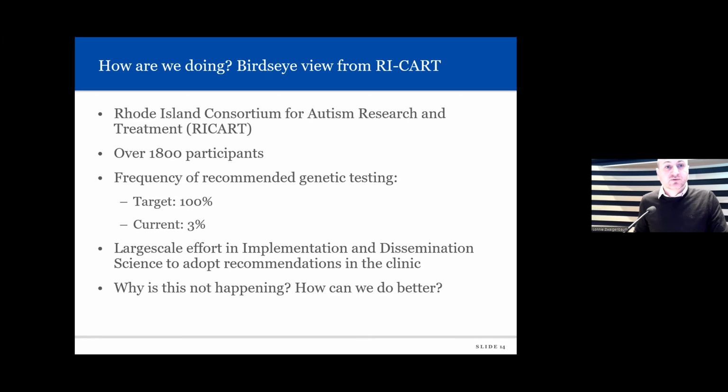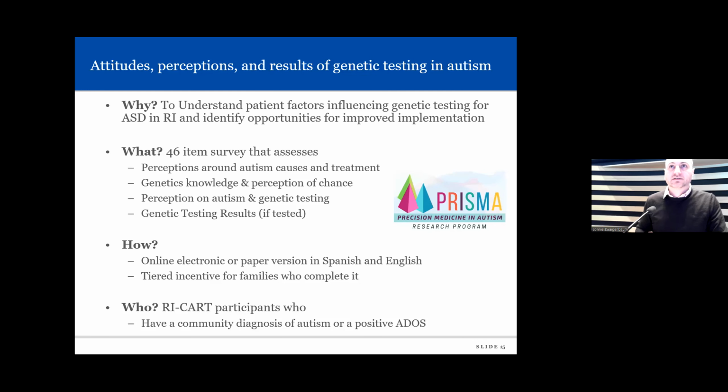We decided to go to the most important place first, and that is to ask the families directly and the adults on the spectrum to try to understand a little bit better their perceptions around autism causes and treatment, genetics knowledge, perceptions of chance, and perceptions around autism and genetic testing and those genetic results. So let's talk with the families who should have the final say in this area.